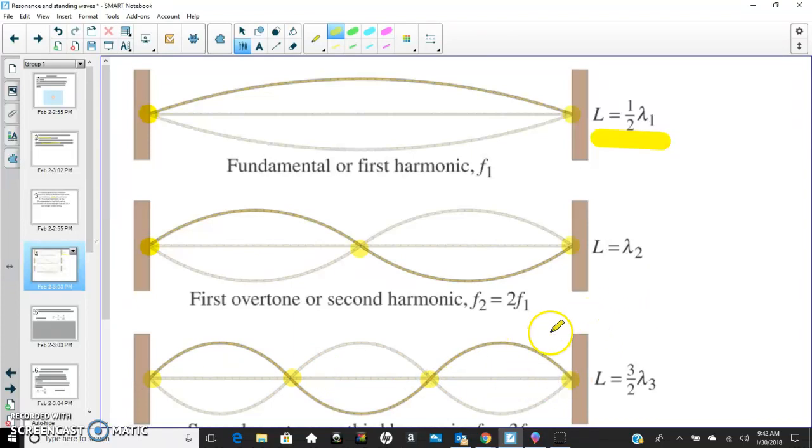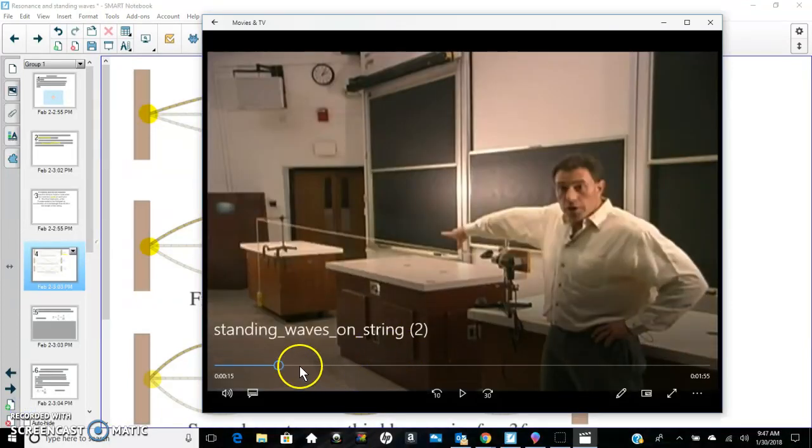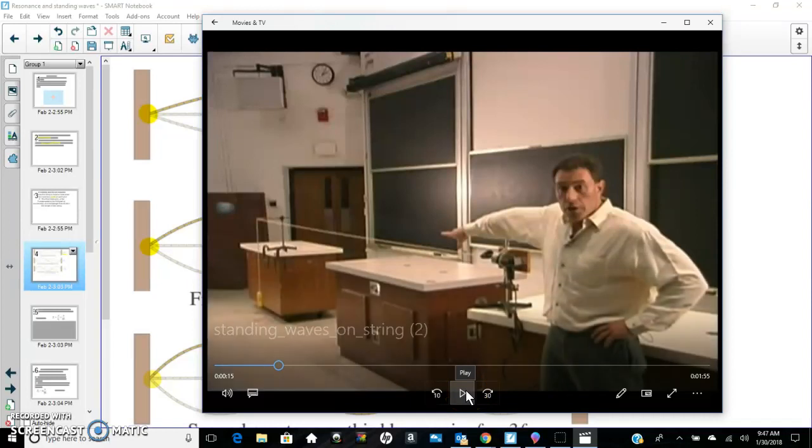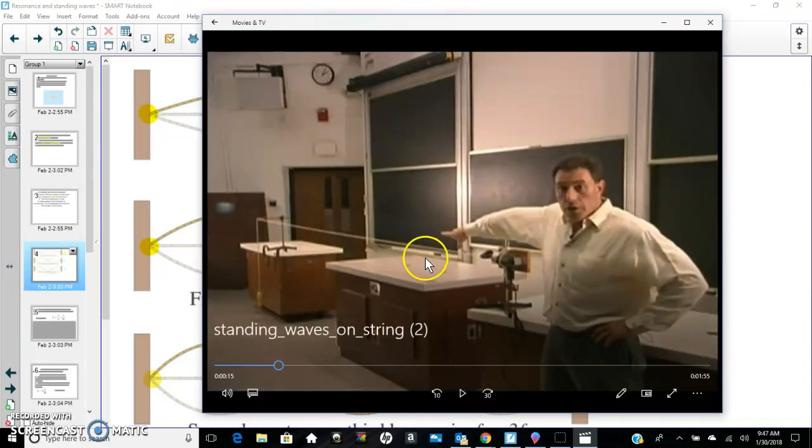So let's take a look at a little video that's going to show us a standing wave in a string. And this is a video resource from your textbook. So here we're going to see a little video clip, and this video is actually from your textbook, so you can go back and watch it again if you'd like. He's going to set up some standing waves in this string. So he's got a string here, and he's got weights at the end to keep it under tension, and then he's going to produce some standing waves.